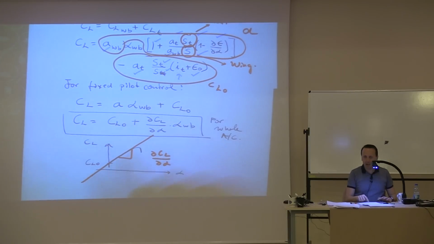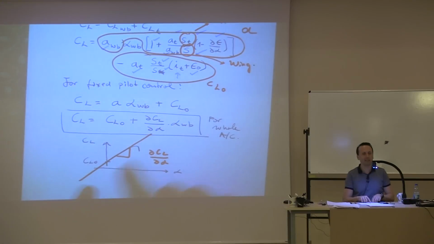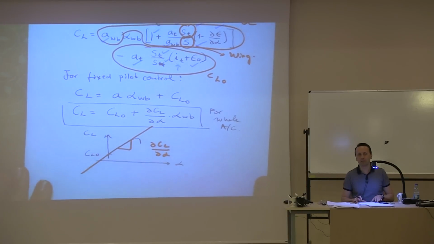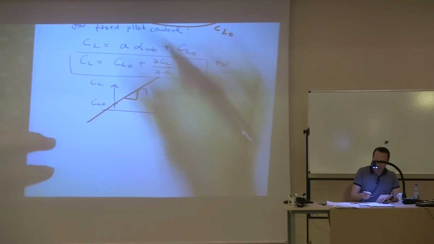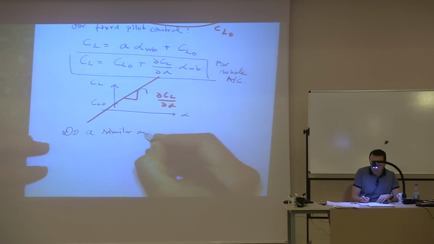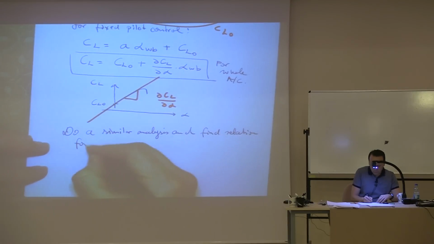And this linearity that you see here between CL and alpha is why it is rather easy to fly airplanes, because you have this nice linearity. What if this curve was not linear, but it would look like that? It would be very hard to fly. Right? You could do a similar analysis and find a relation for CM.